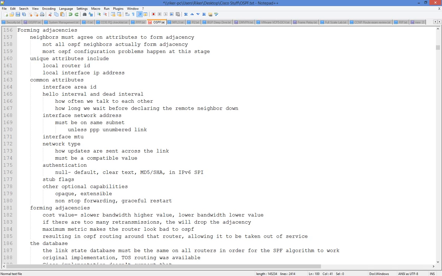A lot of companies run OSPF, especially in multi-vendor environments. It's very widely used, so I think it needs to be gone into in depth. And like I said, it happens to be my personal favorite protocol.